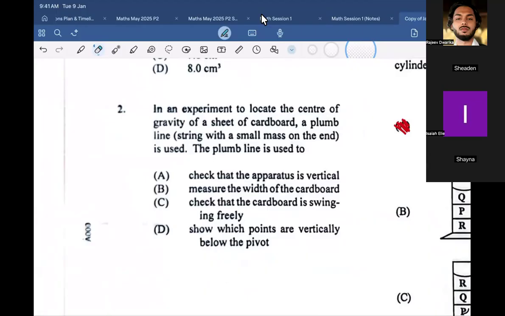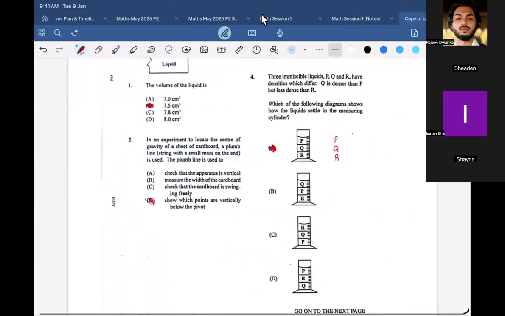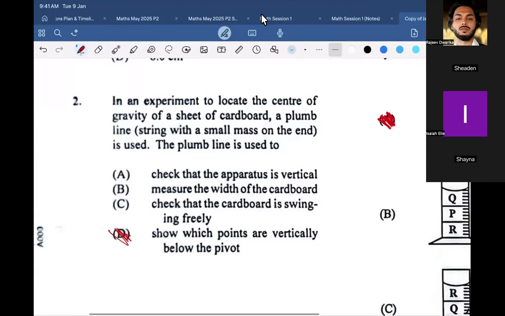So in D2, you said D? Mm-hmm. Yeah, D is the answer. Do you understand why D is the answer? Can you give a crash course real quick? Not really.